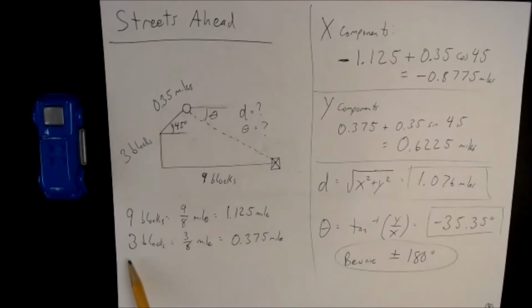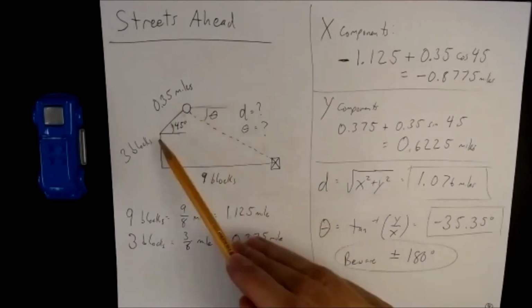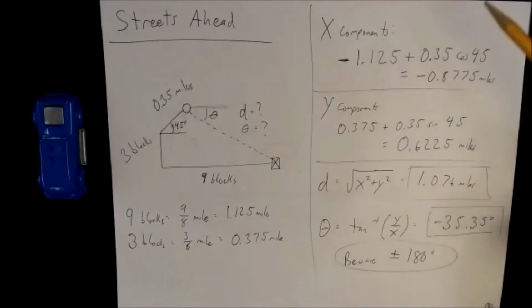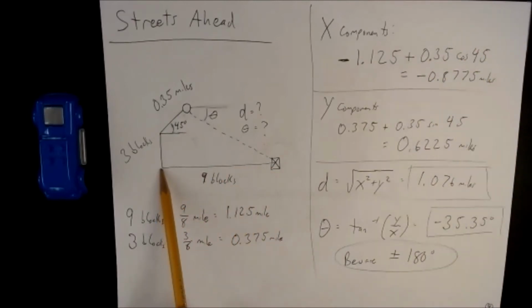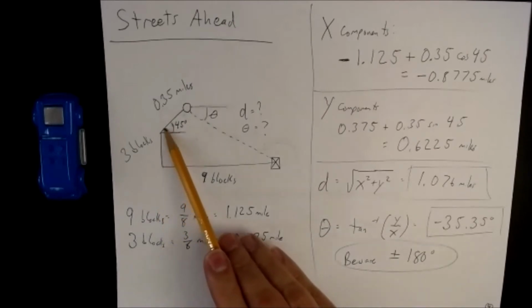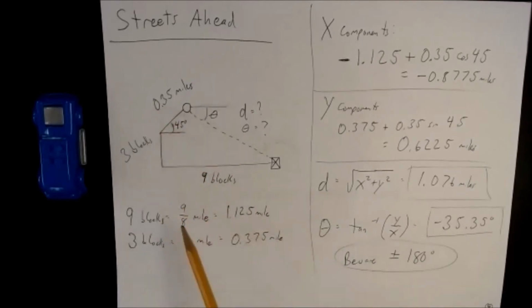The 3 blocks north that we're going are 3/8 of a mile, or 0.375 miles. And then we've got this 0.35 miles that we're going there. If we look at the x components to this, then this definitely has an x component right there. This definitely does not. Going north has no x component. So the x component of this is 0, so we can completely ignore that. And then going back this way, we've got some x and some y that we're dealing with.